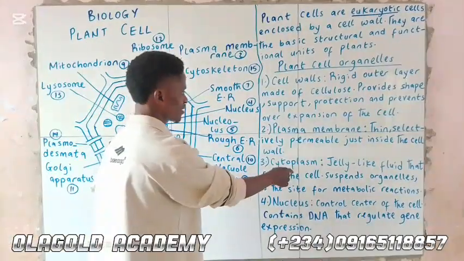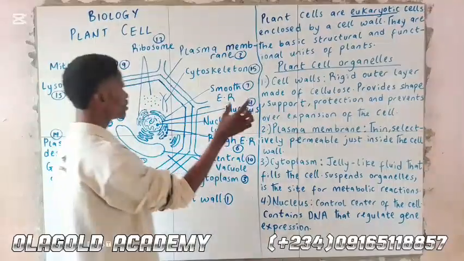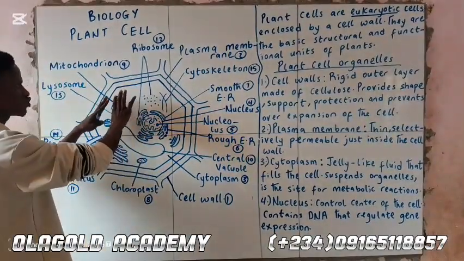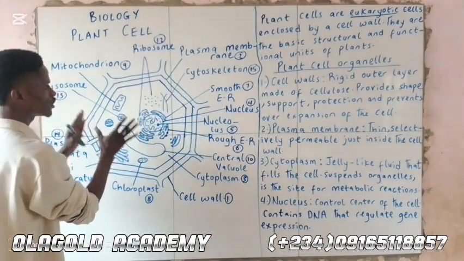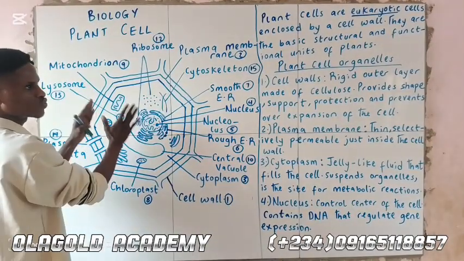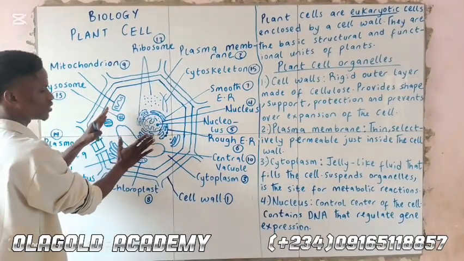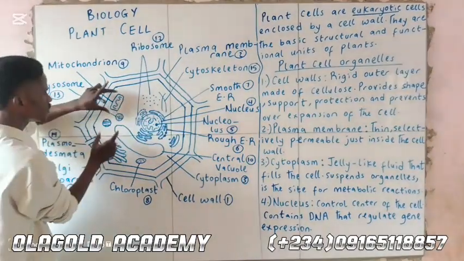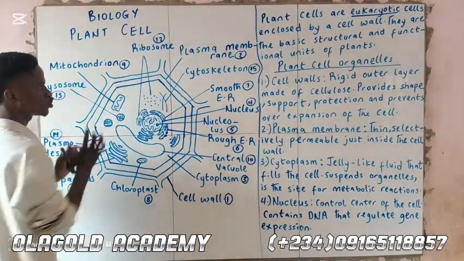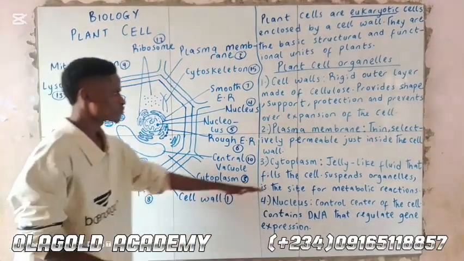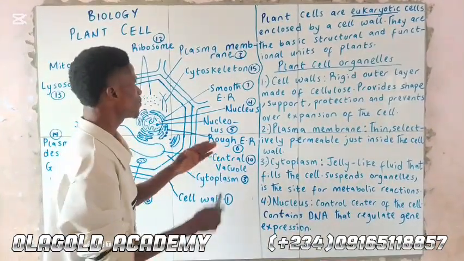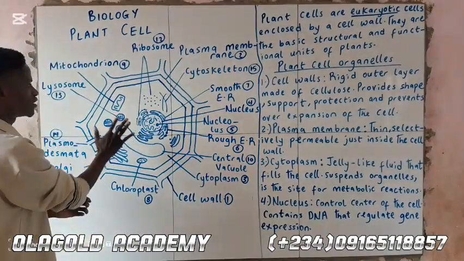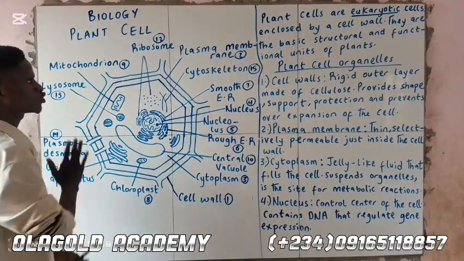And this cytoplasm here works with the cytoskeleton for the organelles to maintain their fixed position, even though they float inside the cell. So the cytoplasm, with the help of the cytoskeleton, helps the organelles to maintain their fixed position.